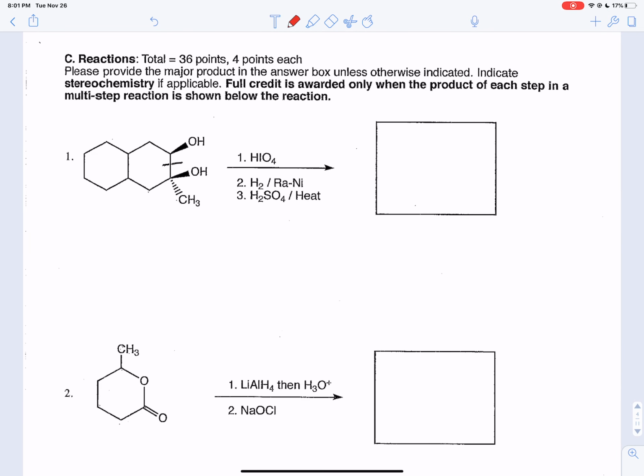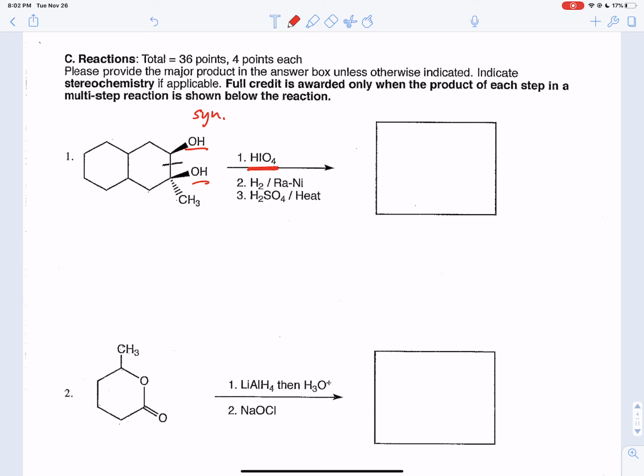Okay, let's get started. So number one, we have these vicinal diols, all right? And what is their relationship to one another? Like, are they syn or are they anti? Syn. Okay. So when you have these OHs and you have them syn to one another, and you have this specific reagent right here on our arrow, right?